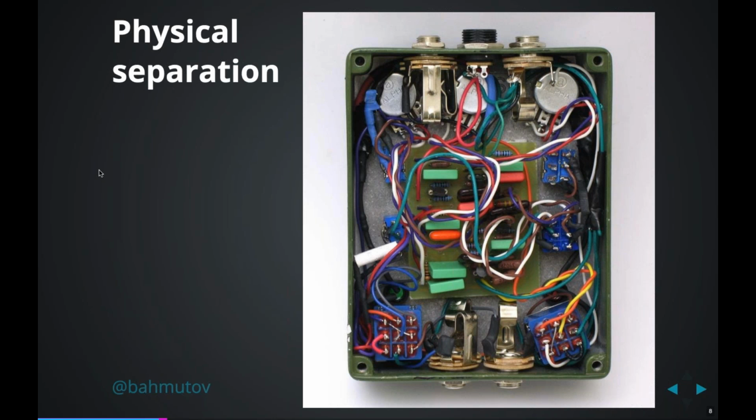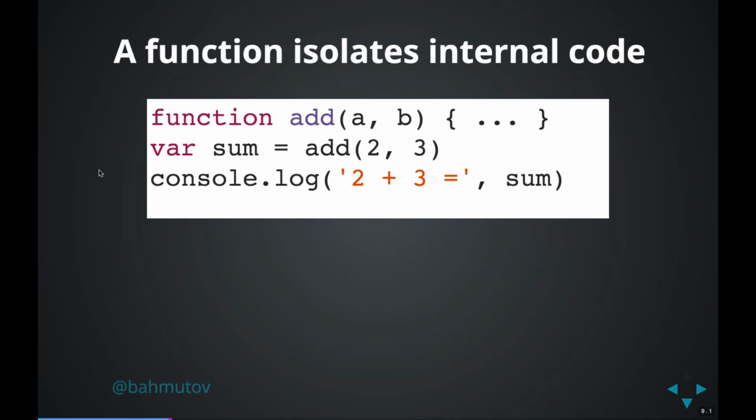A good example is this box. It has a couple of inputs, a couple of outputs. Inside, it's pretty complex, but we don't have to think about it because we physically separated everything inside of a box from the outside. We have good examples of physical separation in our code. For example, a function physically separates internal code from the outside. We don't have to think about the inside of a function to use it.